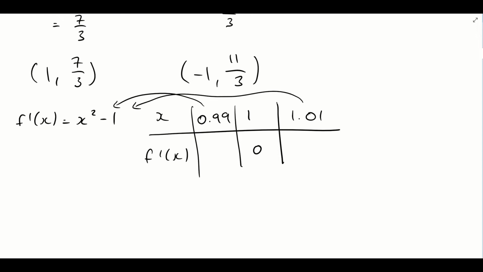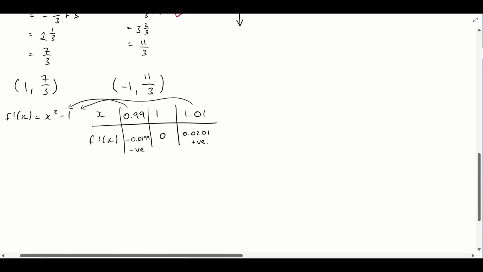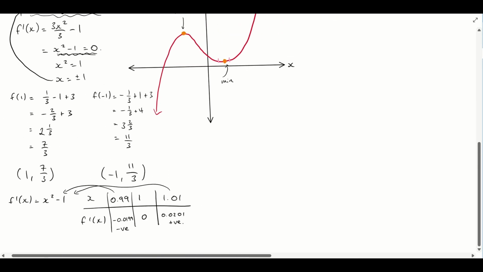So if we put that into our calculator, we've got 0.99 squared, and then we've got to take 1 off it. And we end up with, if we write it as a decimal, negative 0.0199. The important part is that this is negative. And then 1.01, so we do 1.01 squared, take away 1. We end up with 0.0201, and that is positive. So if we take the point at 1, which on our graph is the minimum, we can see that just to the left, the gradient is negative, which means it's coming down. And just to the right, it's coming up.